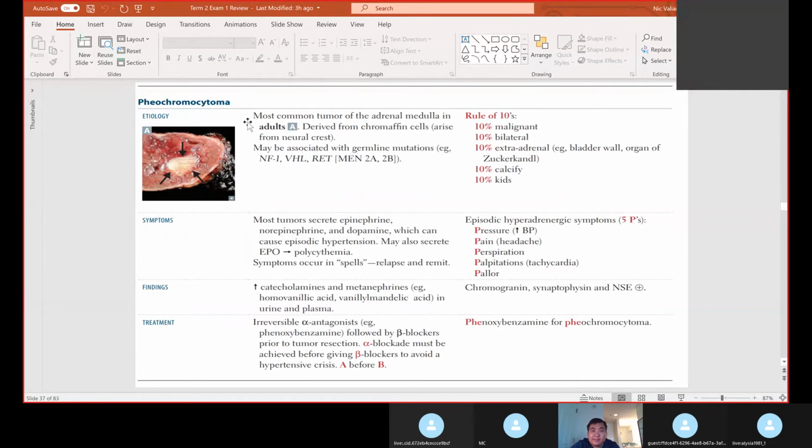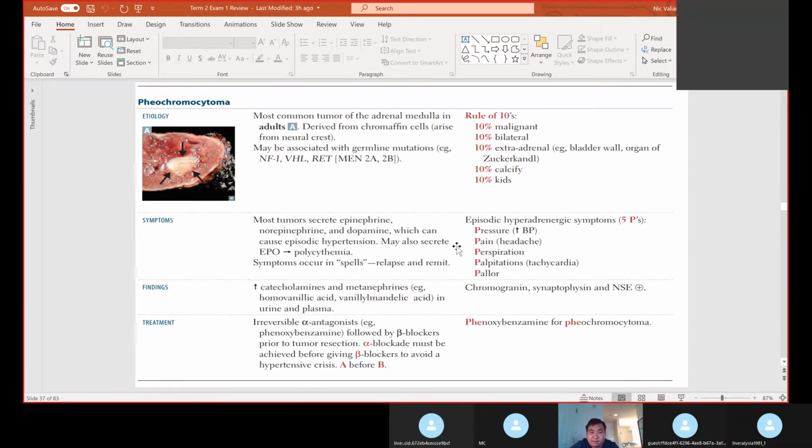Again, pheochromocytoma, high yield, most common tumor of the adrenal medulla in adults. Rule of 10s, don't forget this. 10% malignant, 10% bilateral, 10% extra-adrenal, 10% have calcifications, and 10% kids. Symptoms, 5 P's. Blood pressure, hypertension, increase. Pain, headaches, perspiration, right? Hyperhidrosis, palpitations, tachycardia, and you can have pallor, okay? Findings, increased catecholamines and metanephrines.